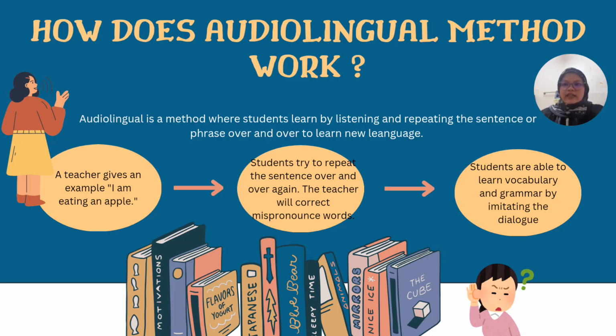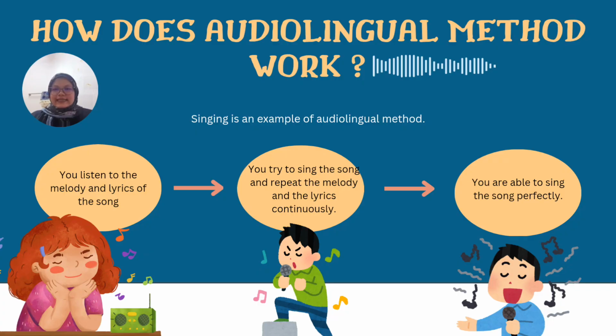Next, let's see how the audiolingual method actually works in the classroom. In audiolingual, students learn by listening and repeating a phrase or sentence over and over again. To give you a better idea, in a class, the teacher gives an example: "I am eating an apple." The sentence will then be repeated by the students over and over again. The teacher will help the students if they have any problems pronouncing it. With audiolingual, students are able to learn vocabulary and grammar indirectly.